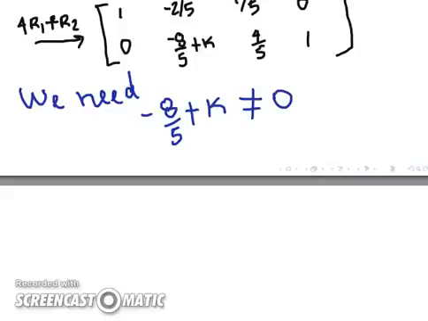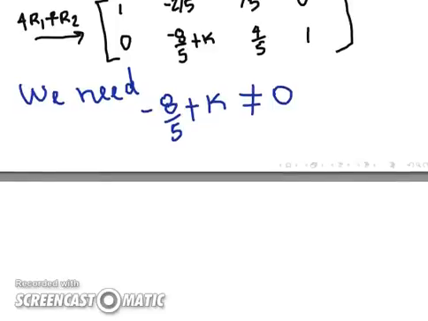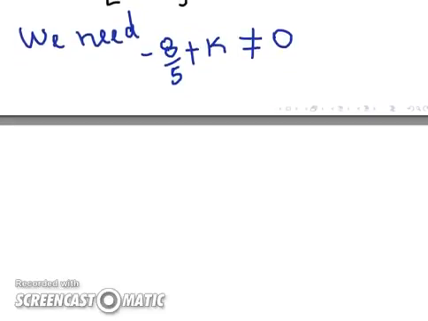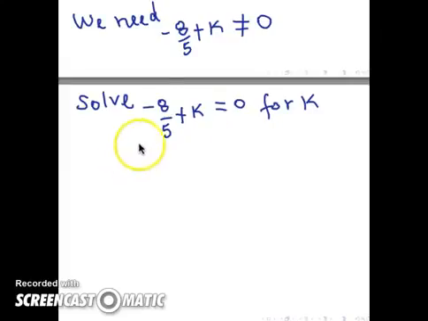So we have this requirement. We need this entry different from 0. To investigate this further, we're going to solve an equation. We're going to solve the equation minus 8 over 5 plus k equal to 0. We're solving that equation for k because that is the symbol we use here for the unknown. This is a simple equation to solve. Turns out if k equals positive 8 divided by 5, then that expression is 0.